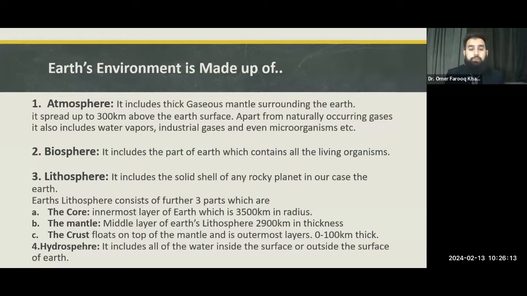Then there is lithosphere. Lithosphere includes the solid shell of any rocky planet, in our case, the Earth.